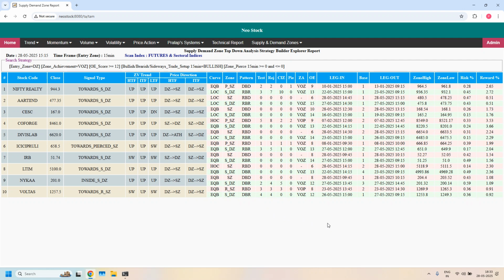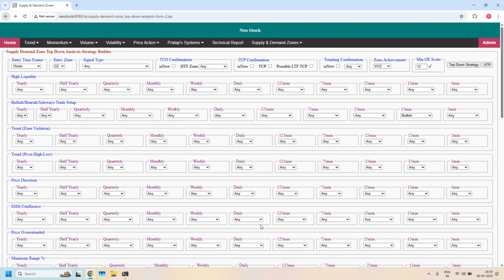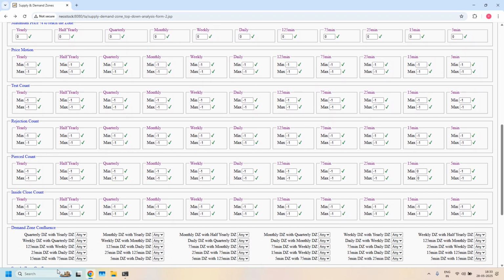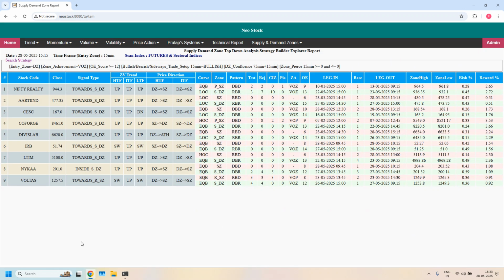Out of these 10-15 minutes demand zones, how many are having more high probability to get success? That we will filter based on zone confluence. First filter is 15 minutes and 75 minutes demand zone confluence. I am enabling the filter, applying the filter on the 10 stocks. We got 9 stocks. In these 9, these 15 minutes demand zones are overlapped with 75 minutes demand zone.